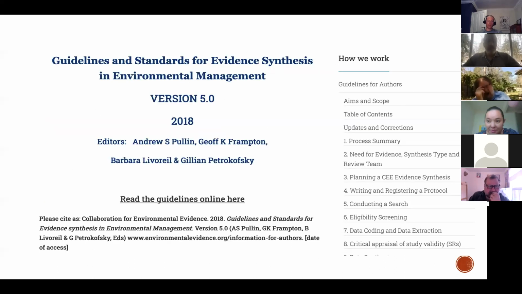I mentioned this earlier about these guidelines that exist. This is from the Collaboration for Environmental Evidence. They keep updating their guidelines. They have very precise and clear guidelines about doing this type of synthesis work, that lay out a lot of the things that I've talked about in this workshop about how to go through these different steps and criteria.